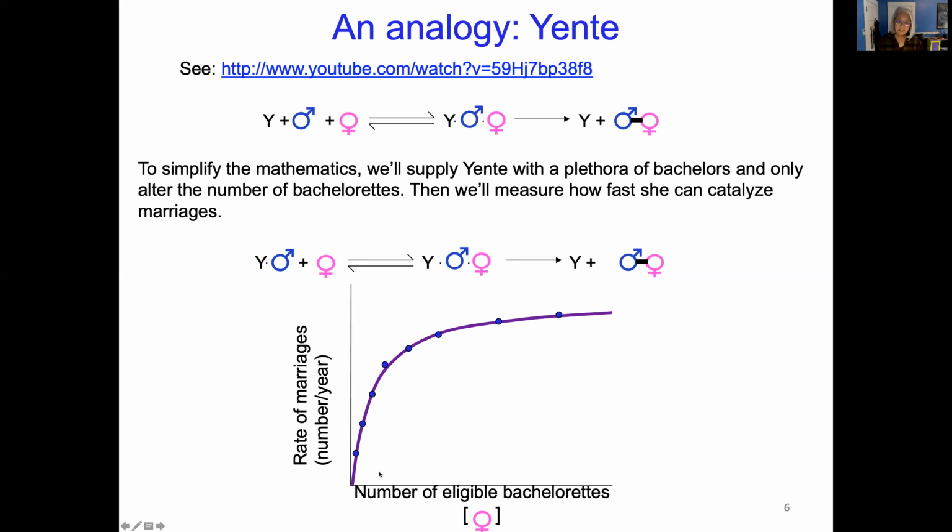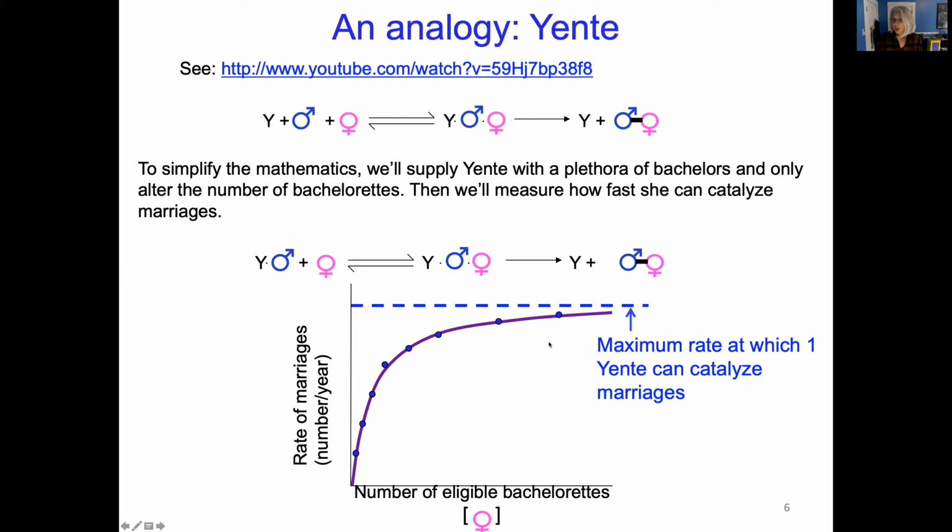And what we would see if she was behaving the way an enzyme behaves is that we'd see saturation kinetics, right? As we increase the number of eligible bachelorettes, the number of marriages per year that Yenta could create would go up as there are more and more bachelorettes until we started saturating her abilities, right? Even if we could have an infinite number of bachelorettes available, there's only so much a Yenta can do in a year.